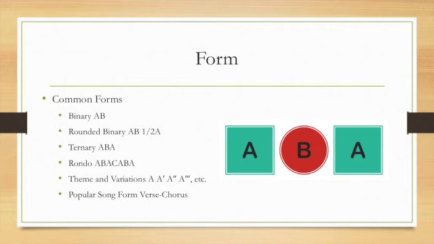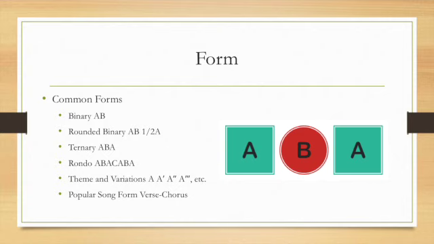Well, then it returns back to A again, and then we have C, which is a third section, a new section of music. And then it always has to be a palindrome, so it always goes the same forwards as it does backwards. So you can see it goes back to A, and then back to B, and then back to A again, which is kind of interesting, I think. I don't know if you think so.